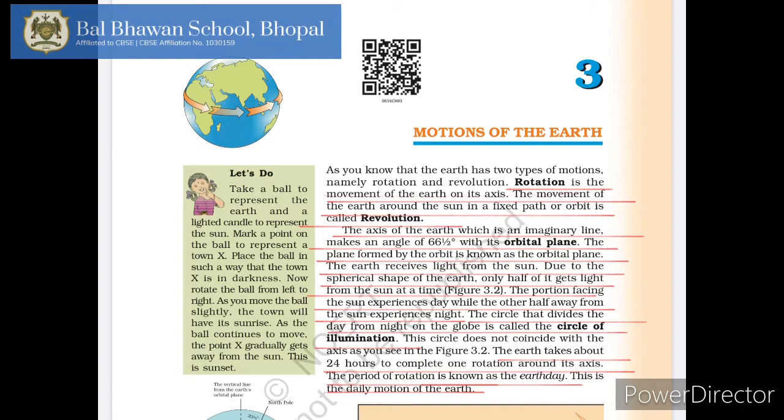Now underline: the earth takes about 24 hours to complete one rotation around its axis. The period of rotation is known as the earth day. This is the day motion of the earth.